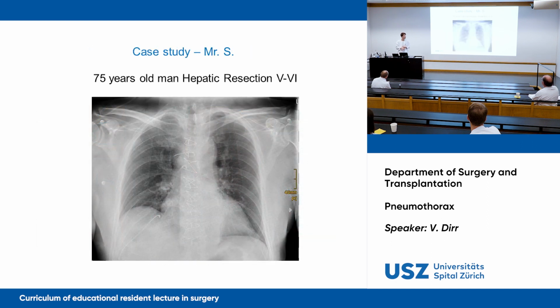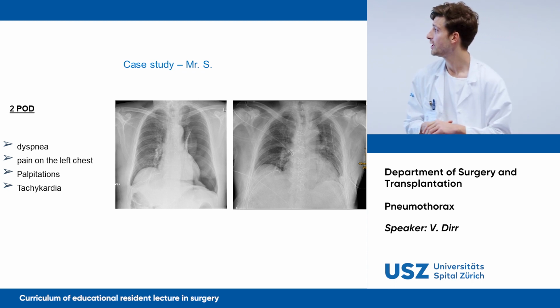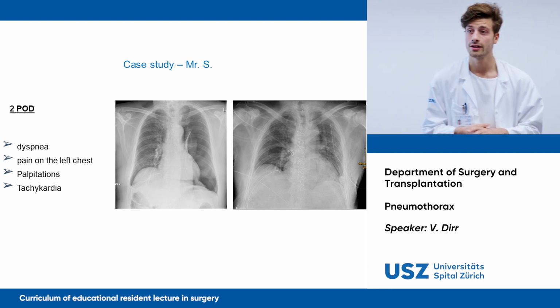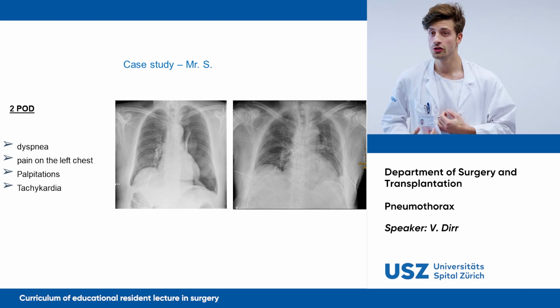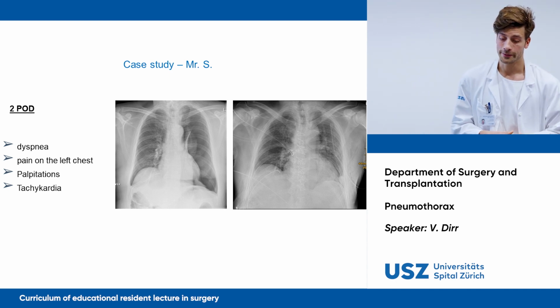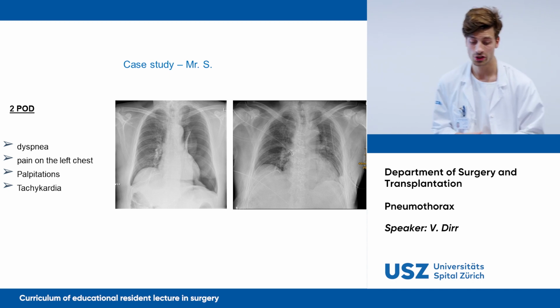So I also brought here a case study from a person who underwent surgery at this department. It was a 75-year-old man who underwent a hepatic resection. A chest radiograph is usually done after surgery to identify the correct position of the central line and the absence of a pneumothorax, which was done this time. Then 2 days after, he developed severe dyspnea, pain in the left chest, palpitations, and tachycardia. Therefore, we decided to go for another chest X-ray, and we could see in the first picture a large pneumothorax on the left side, and therefore decided to go for a chest drain in order to eliminate the problem, which was then done.